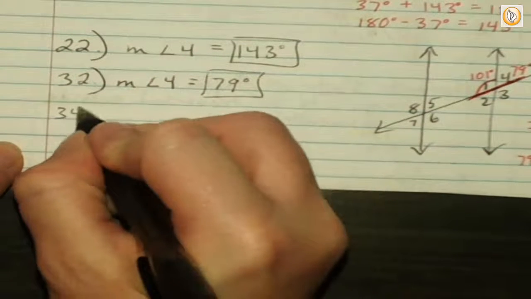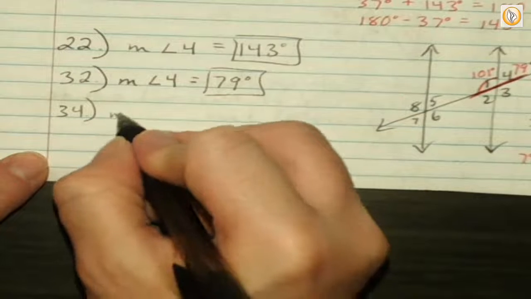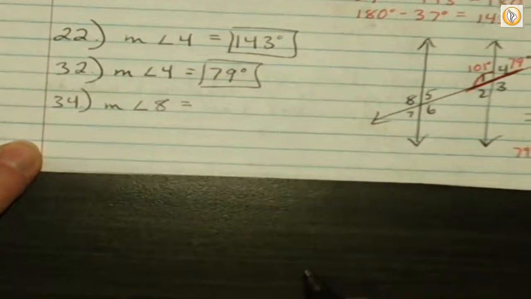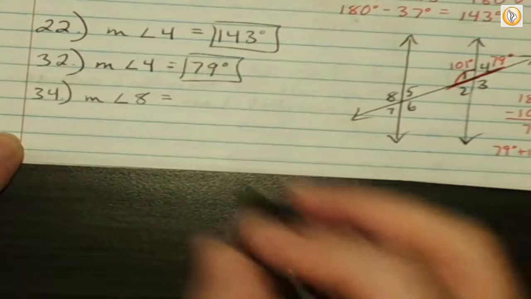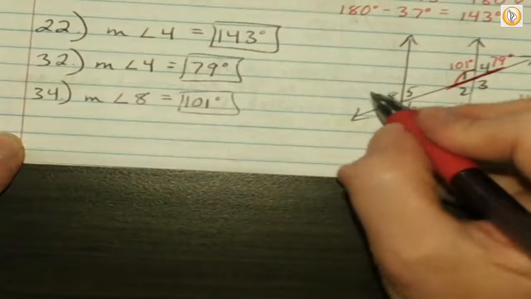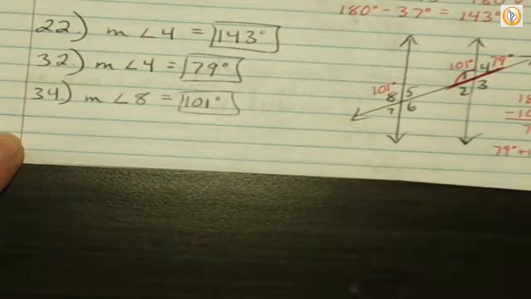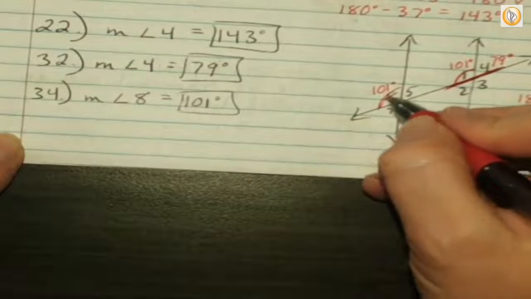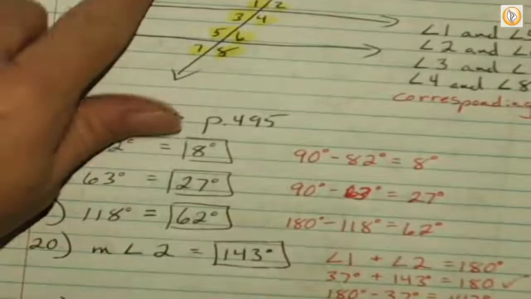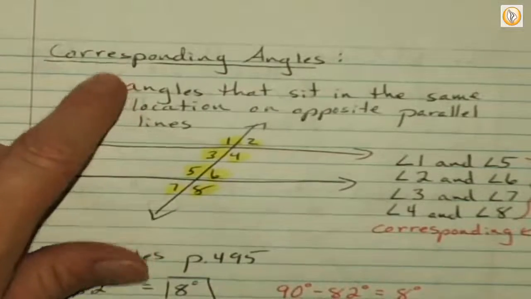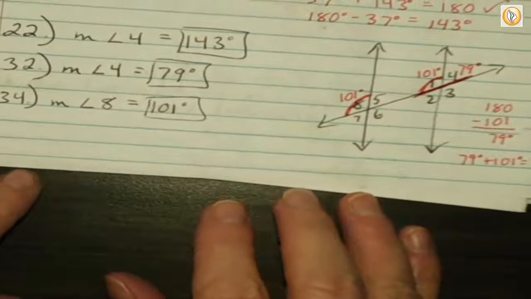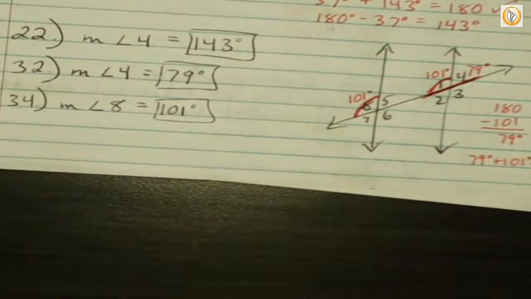All right, let's see. Ooh, 34. Measurement of angle 8. Aiden. 101. Yep, 101. Do y'all see that? Angle 8 and angle 1 are corresponding angles. Therefore, they're going to be the same. Any questions?